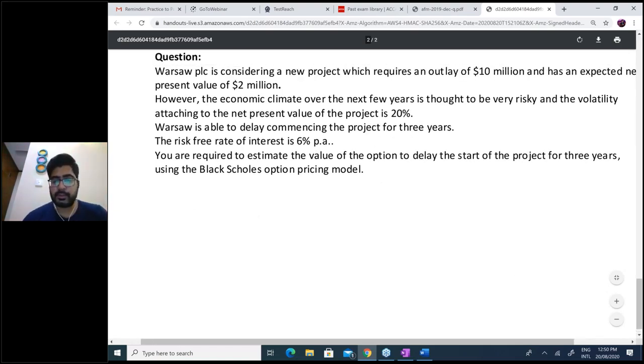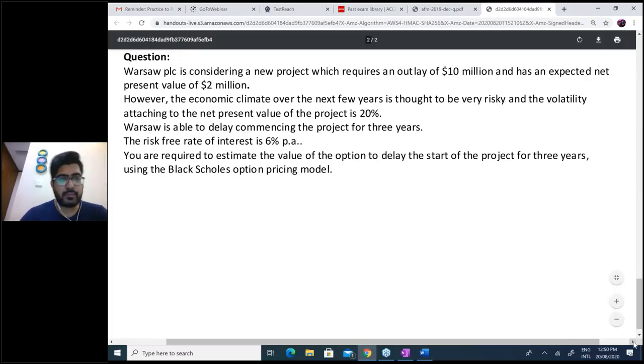Okay, now just to give you an idea of this, I won't solve the full question because you know how things work. The question in front of your screen is that Warsaw PLC is considering a new project which requires an initial outlay of $10 million and has an expected NPV of $2 million. Outlay is 10 million, investment, and NPV is $2 million.